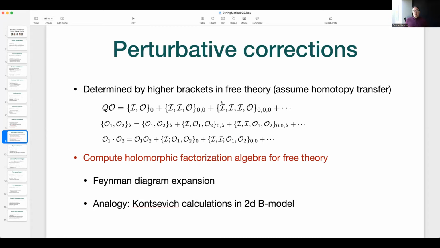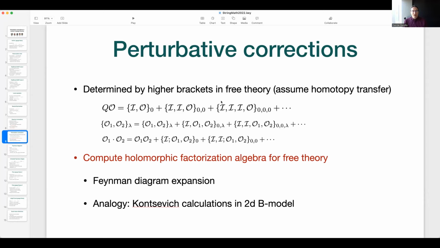One amusing observation that we encountered after we started doing some of these perturbative calculations is that the whole collection of perturbative corrections is actually contained within the holomorphic factorization algebra of the free theory. In the sense that if you take an operator which is in the cohomology of the free theory and you add the perturbative differential or some perturbative corrections to the brackets, the perturbative corrections take the form of higher brackets of the free theory involving the operator you're acting on and a certain number of copies of the interactions.